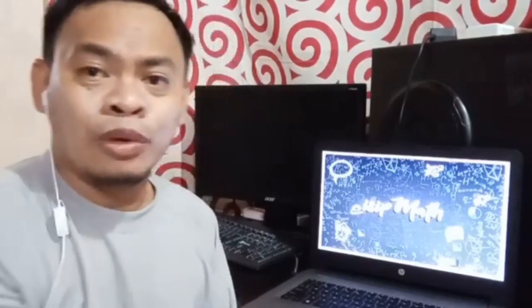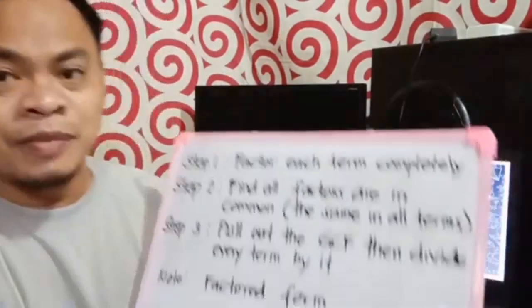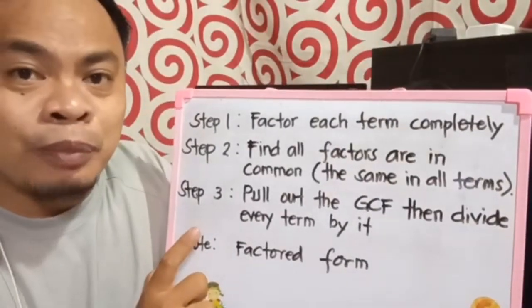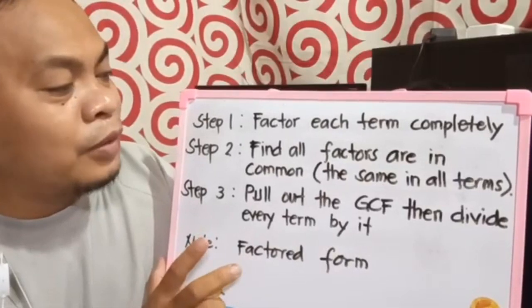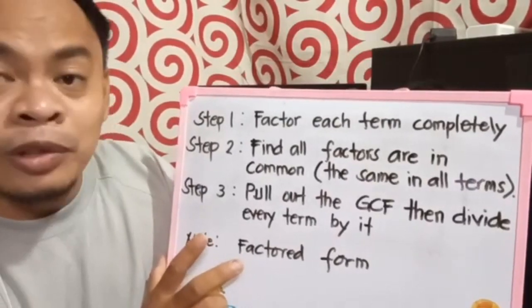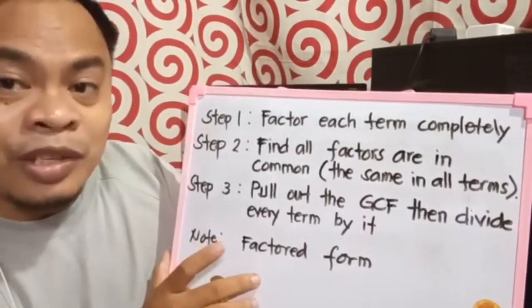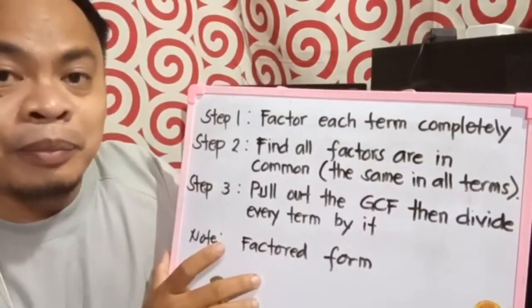To find the greatest common monomial factor, we have to follow these three steps. First step is factor each term completely. And the second step is find all factors that are in common. So it means the same in all terms. The third step is pull out the GCF or the greatest common factor, then divide every term by it.